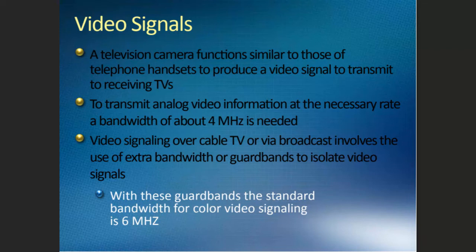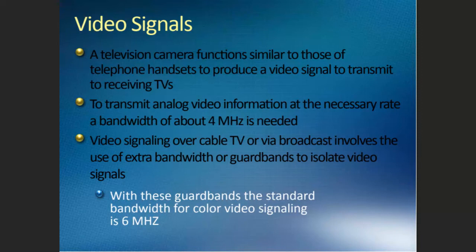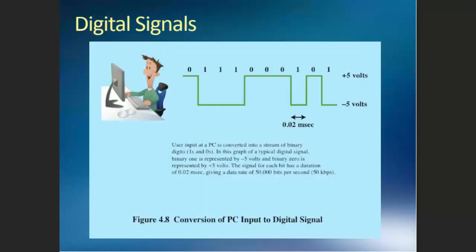However, video signaling over cable TV or via broadcast involves the use of extra bandwidth, or again, guard bands, so that they don't interfere. This is very important in telecommunication. You need to put some guard band because you don't want interference. So with these guard bands, the standard bandwidth of a color video signal is 6 megahertz. From 4 mega, we are at 6 megahertz per channel, with the guard band. The original 4, plus 2, is 6 megahertz.